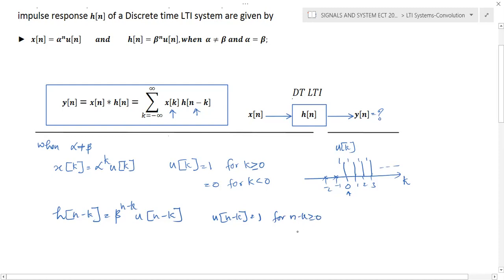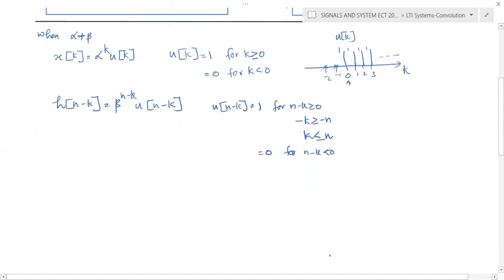Here the variable is k, so we'll keep k here and we'll move n to the right side. So it becomes minus k greater than or equal to minus n. And we know that if we require it in terms of k, we'll multiply with minus 1, so it becomes k less than or equal to n. Then the sign will be just reversed. And 0 for n minus k less than 0, or we can write it as minus k less than minus n, or if you multiply with minus, it becomes k greater than n.